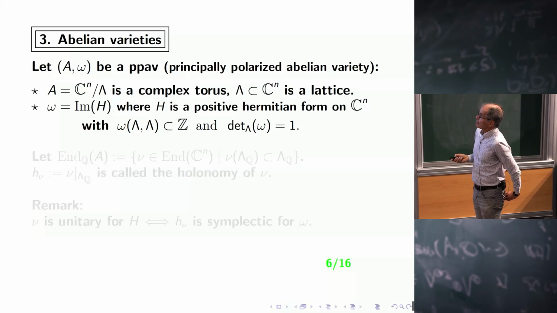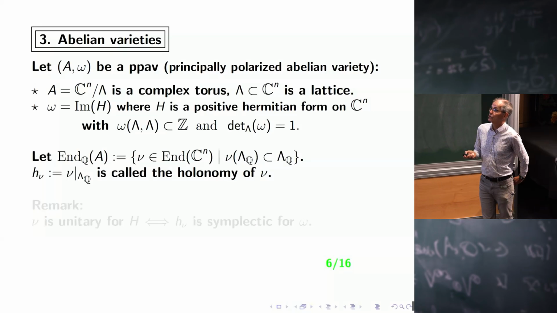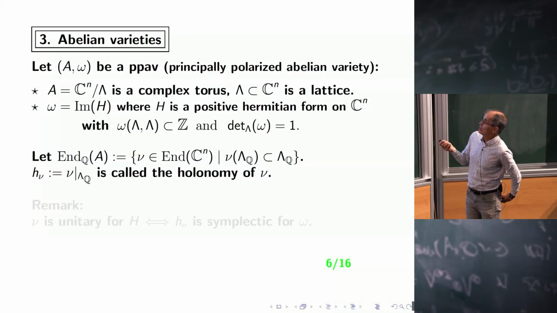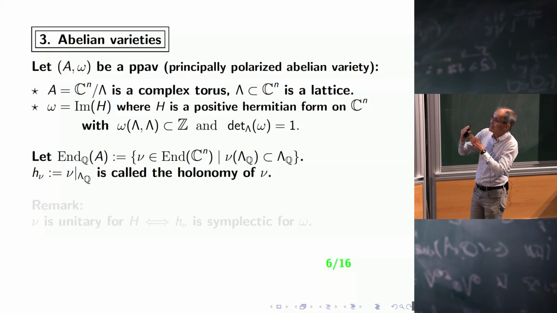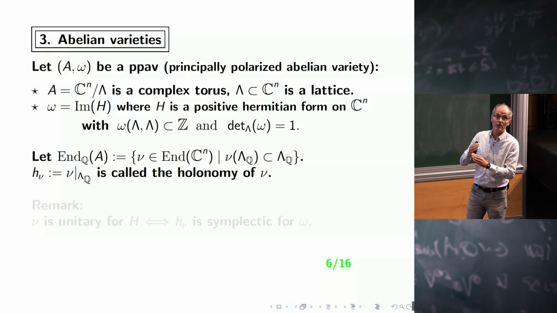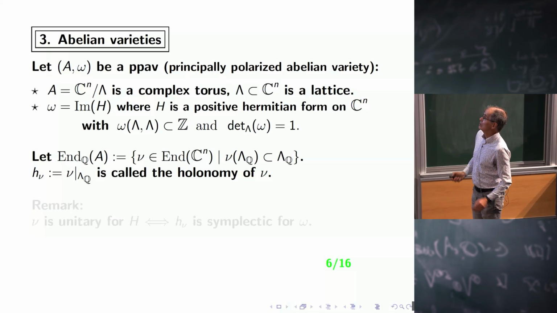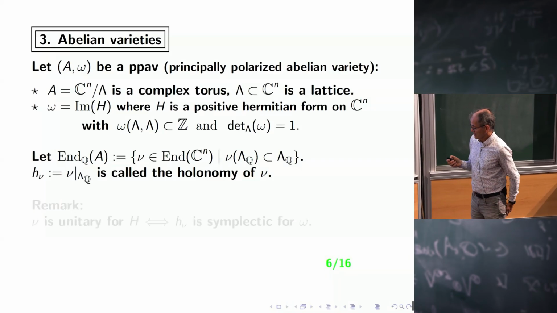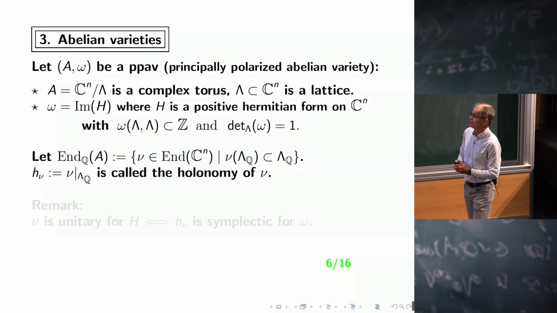And I will also need the Q algebra of Q endomorphisms of my Abelian variety, which correspond to the complex linear transformations of Cn which may not preserve exactly the lattice, but preserve it up to commensurability. So they send lambda Q to lambda Q. It's very well known, but I recall it for the few people, maybe younger, who may not know this.